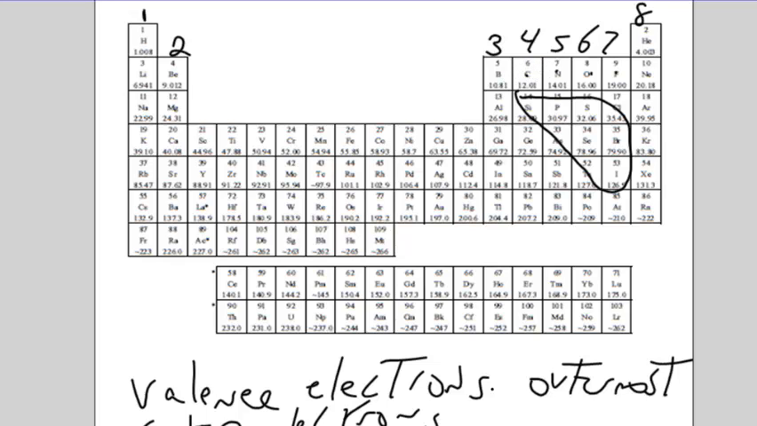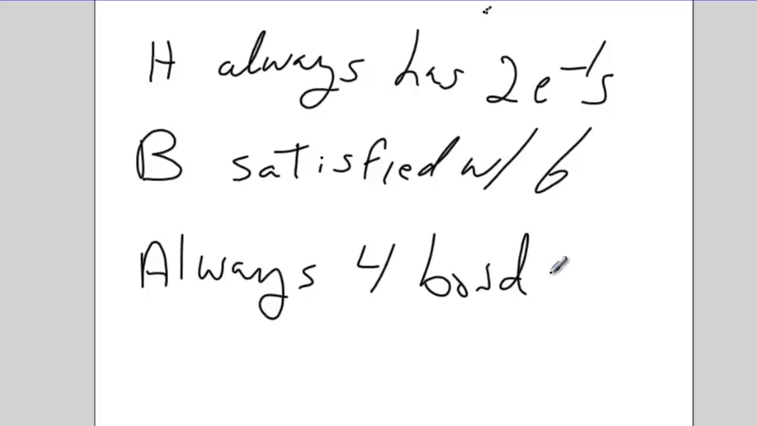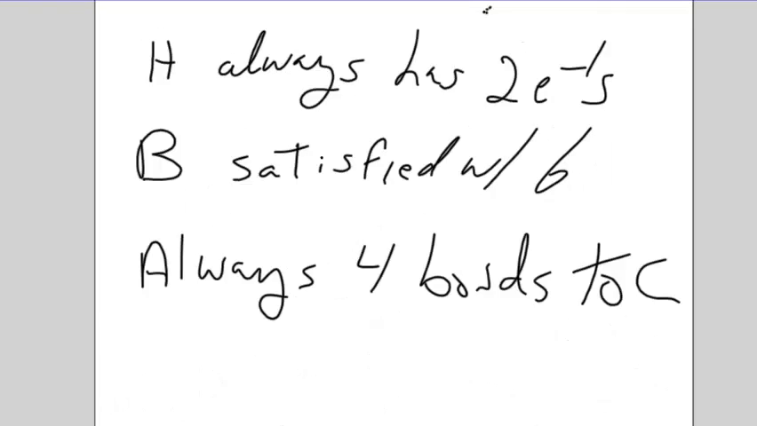Okay? Let me give you a few more rules that'll just make your life easy, or at least easier. So, always 4 bonds to carbon. That's one of the rules. Always 4 bonds to carbon. And you'll see that our structure here does have 4 bonds. One there, one there, one there, and one there. 4 bonds to carbon. I'll be adding to this, but let's draw another structure.